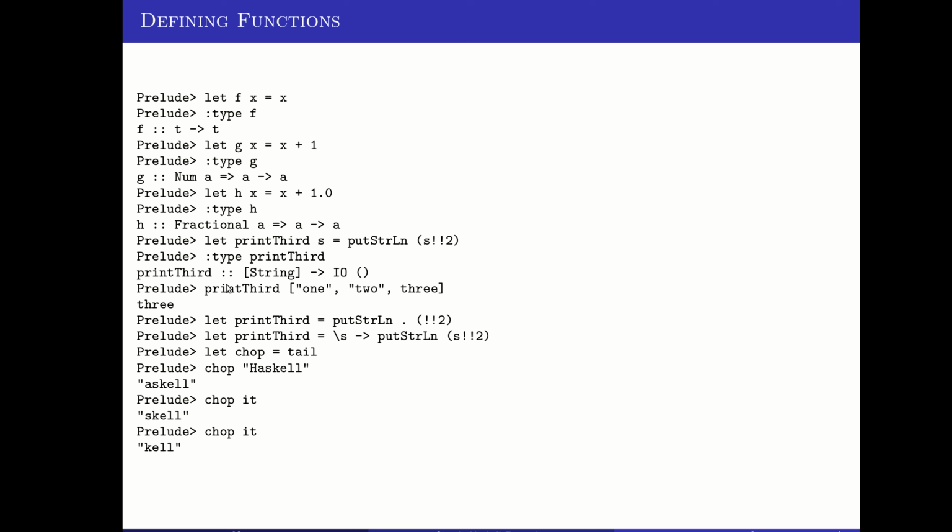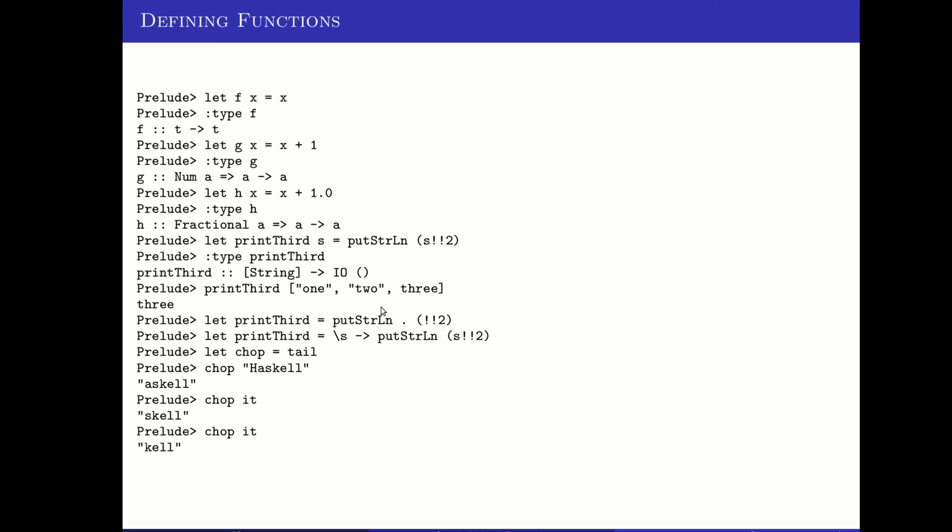If we call print third on a list with 3 different strings, excuse the missing quotes there, then we get out 3 printed. And we could redefine print third in a number of other ways, and I want to show you some examples of things that you can do.